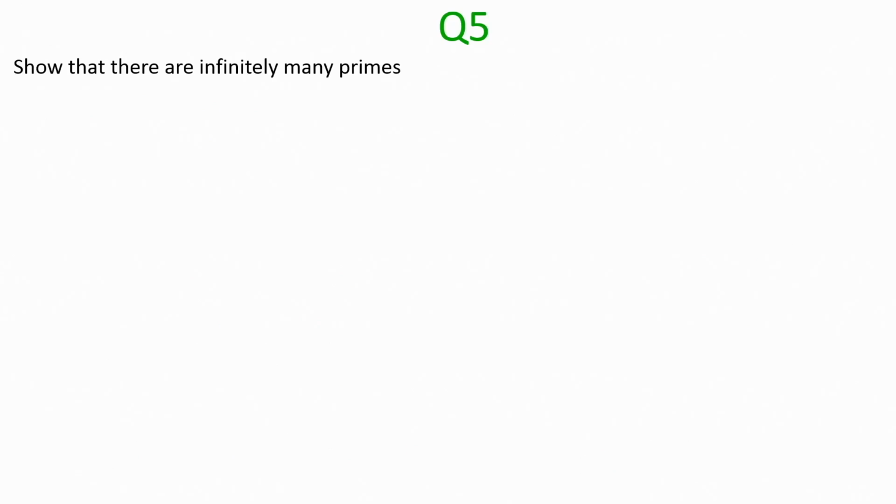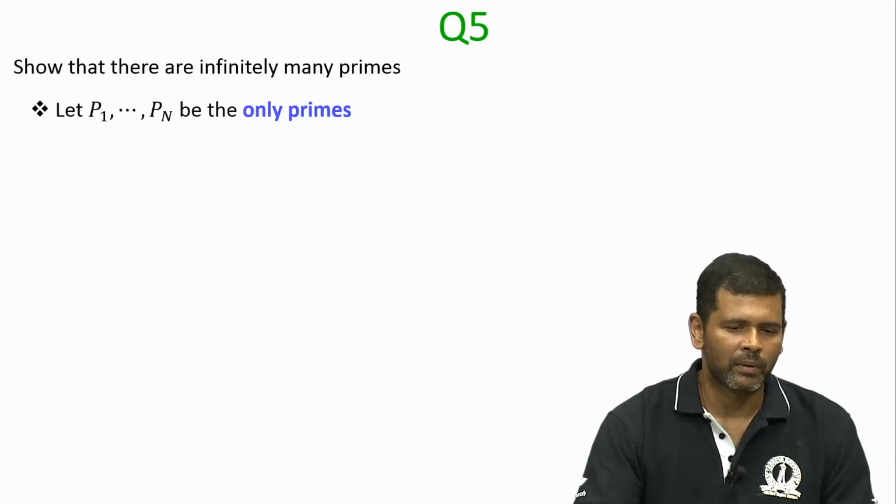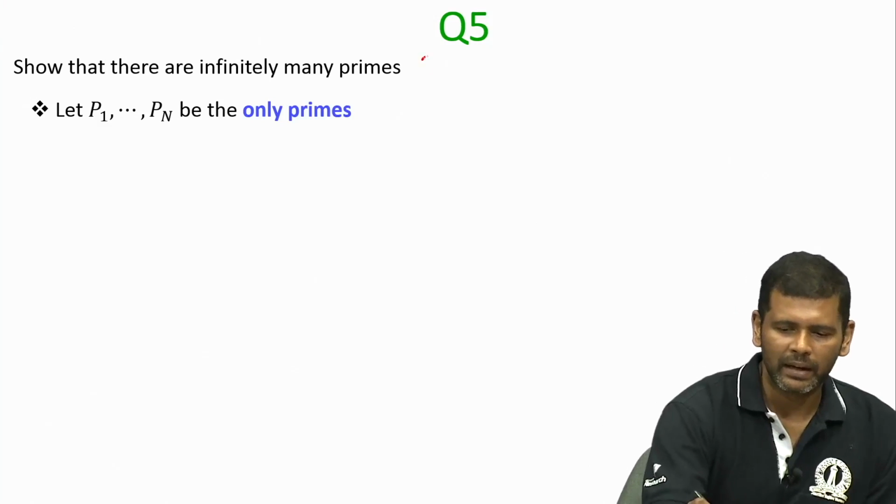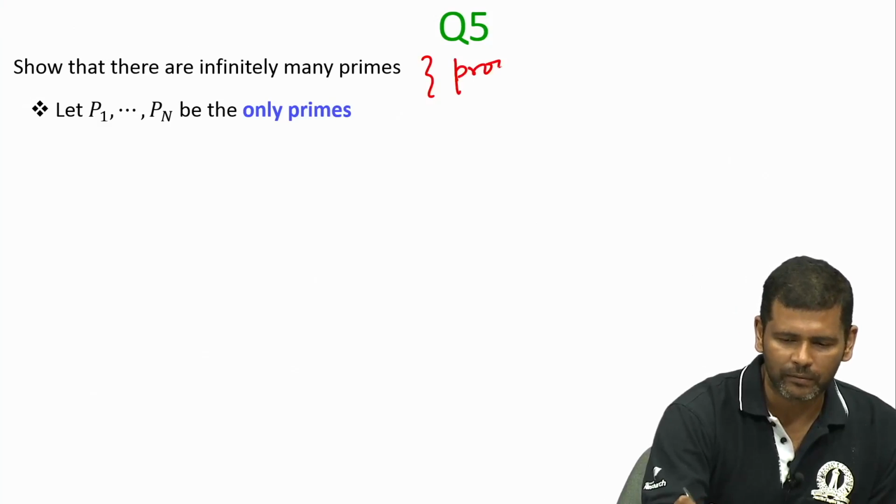The fifth question is a very interesting question. It asks you to show that there are infinitely many prime numbers, and there are several interesting proofs possible for this statement. Let me show one of them. So, I am trying here a proof by contradiction.